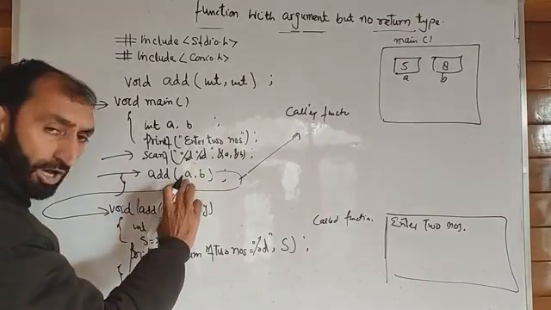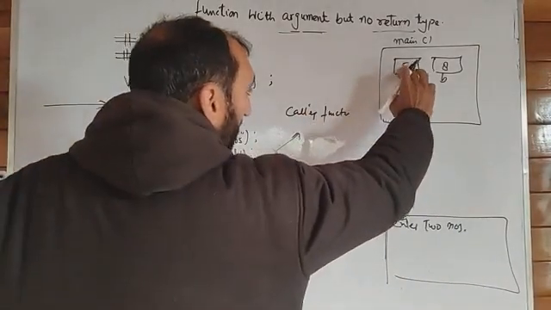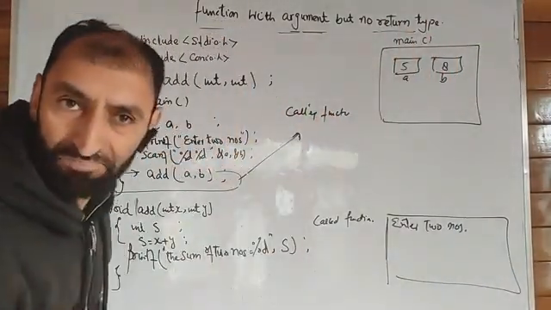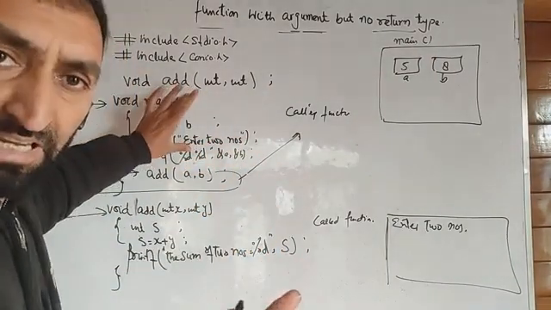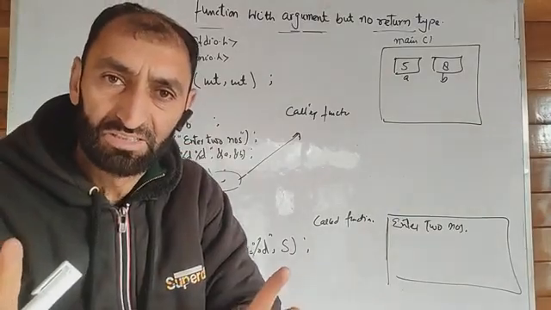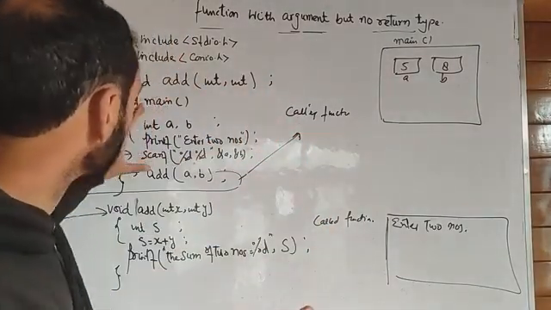So the arguments passed are a, b. What is a? A is 5 and b is 8. Here we are calling the function add, passing two arguments, and it will return a value to the main function.